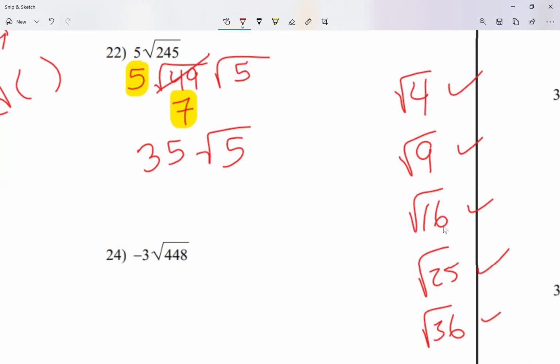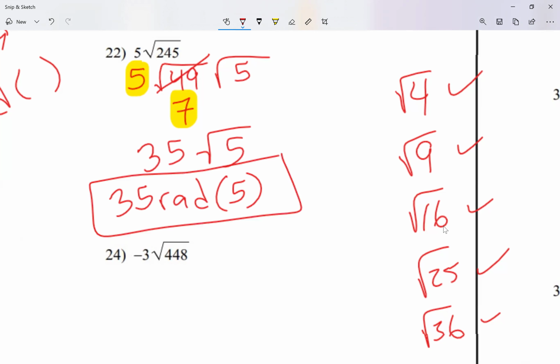Nope, no, we cannot. So I'm going to write this as 35 RAD, open and close parentheses, and my 5 inside the parentheses. Make sure you type everything all together. No spaces, all together. Let's try a couple more examples.